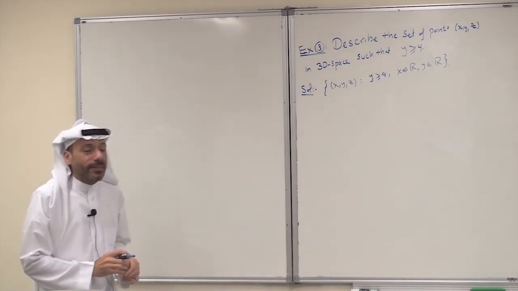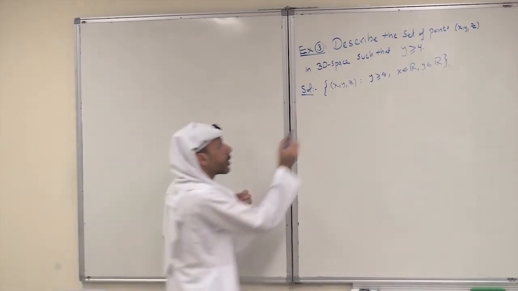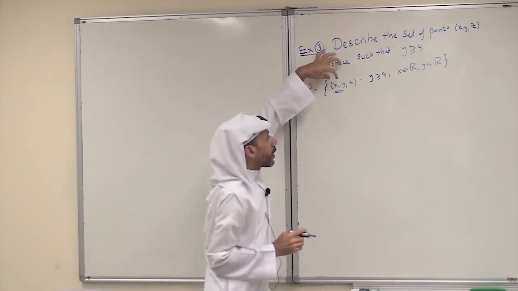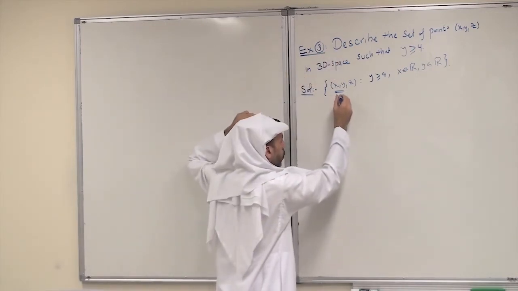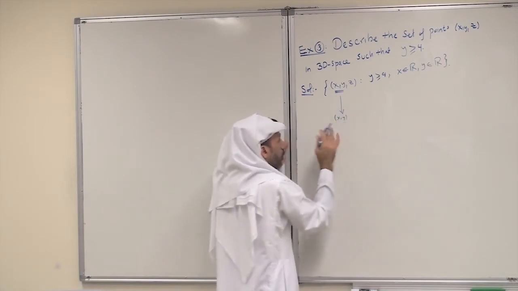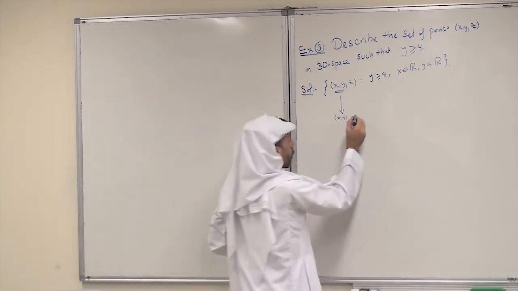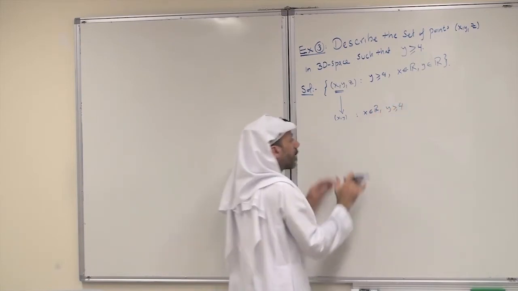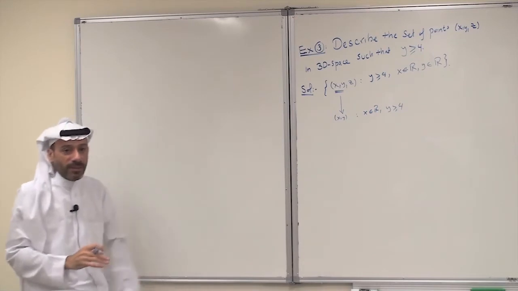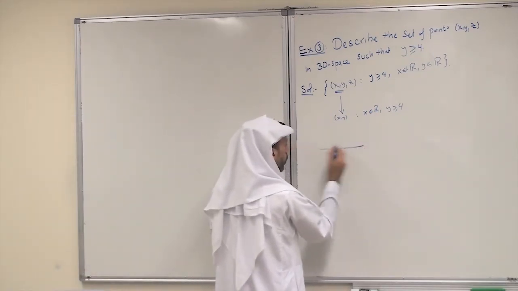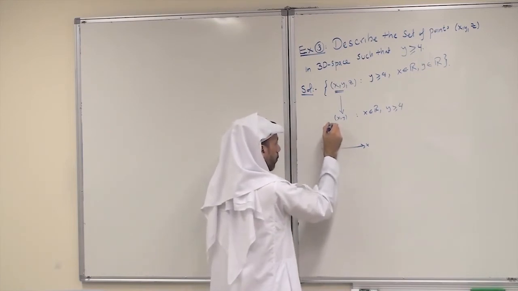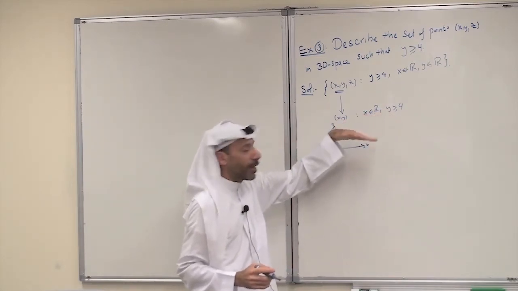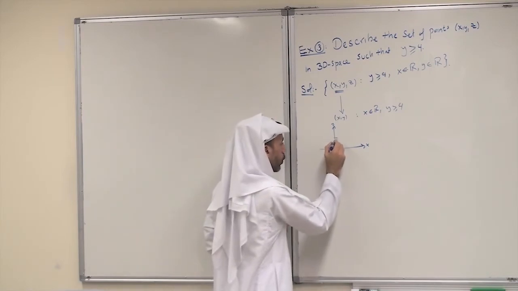How to describe this set? Here it is better to concentrate on the xy coordinates first. So I will try to describe these points, taking only the xy coordinates. Here we have x any real number, but y greater than or equal to 4. Try to describe this set in the xy plane. So this is the xy plane. x is any real number, but y has to be 4 and above. So there is y here, this is 4.